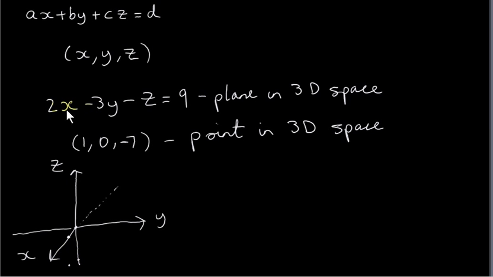Now geometrically, 2x minus 3y minus z equals 9 is a plane in 3D space. So we could imagine some plane in 3D space, but it has to contain this point here. Now, a plane is a flat surface that extends indefinitely in all directions. I've no idea where this plane lies in 3D space, and it's certainly far from easy to try to represent this graphically.